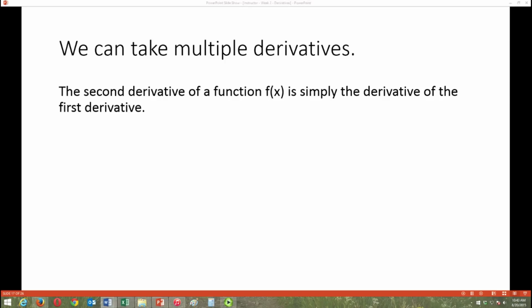Since the derivative function is also a function, we should be able to take the derivative of it. The second derivative function is simply the derivative of the first derivative. Let's look at the function f of x equals x squared. We know how to take its derivative. F prime of x equals 2x. We can now take the derivative of f prime. We denote the second derivative as f double prime. It is simply the derivative of the first derivative. The derivative of 2x is simply 2, so f double prime of x is equal to 2.